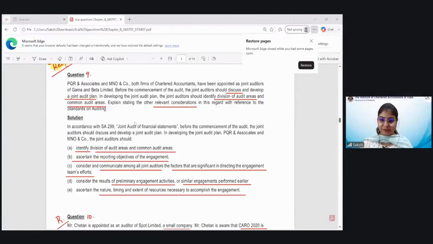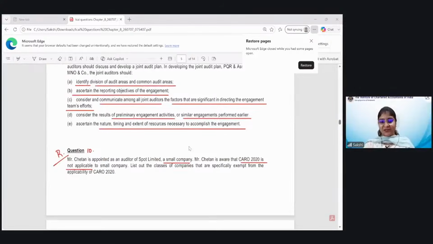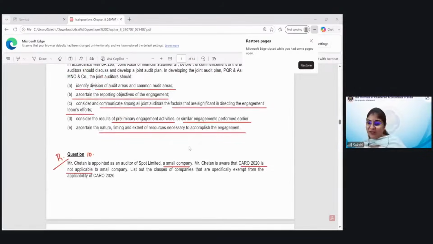Okay. Sumedh, you also done? Were you able to understand this question, Sumedh? Okay. Coming to the next question. Okay, you will tell me.